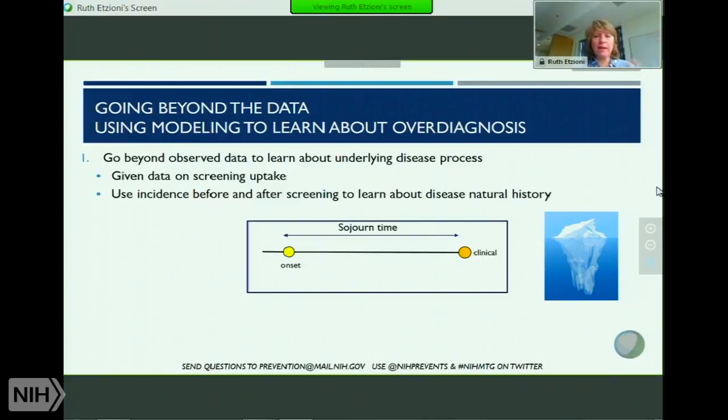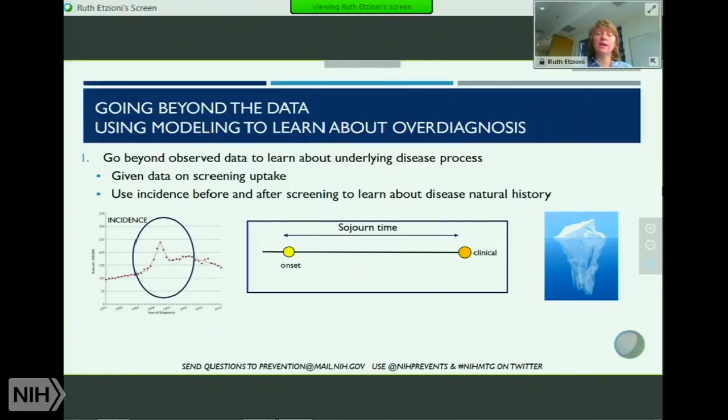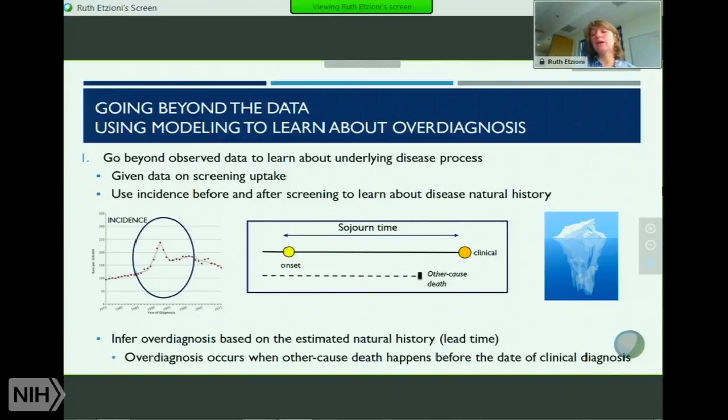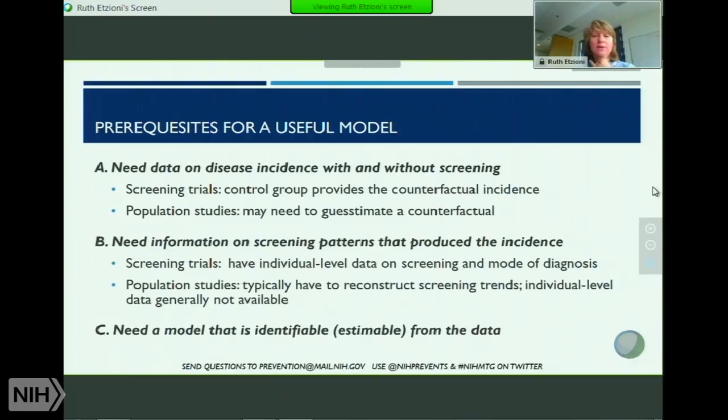So in the modeling approach, we're trying to get below the surface of the iceberg. We're using incidence before and after screening to learn about disease natural history. And here's prostate cancer. If we know how much screening is going on, we can judge the height and duration of that peak relative to the pre-screening incidence, and perhaps learn something about the underlying disease natural history, particularly the latency period. An interaction of screening with the latency period or sojourn time is going to help us to learn about lead time. And then once we know lead time, we can compete that with the risk of other cause death to get an estimate of overdiagnosis.